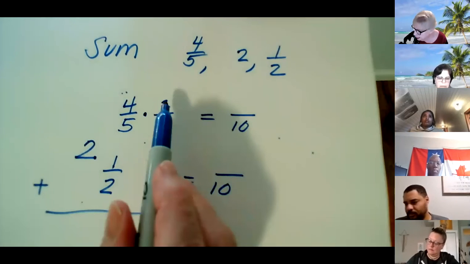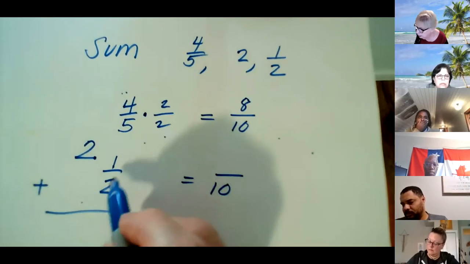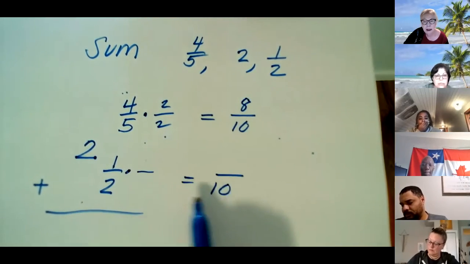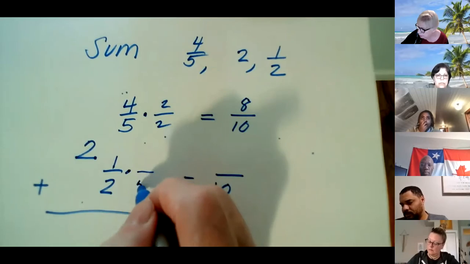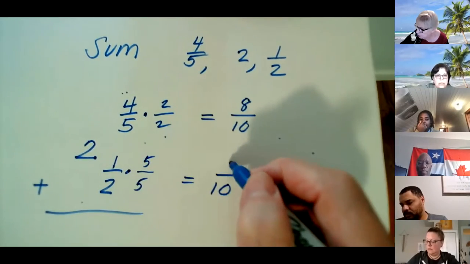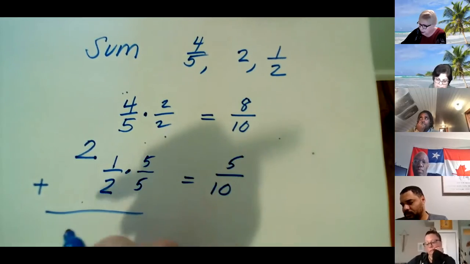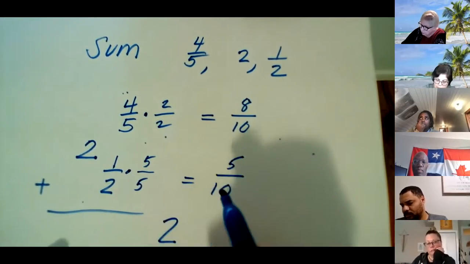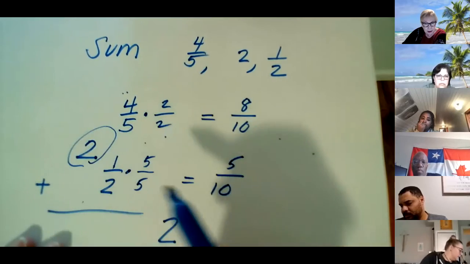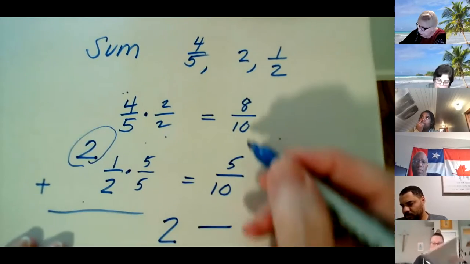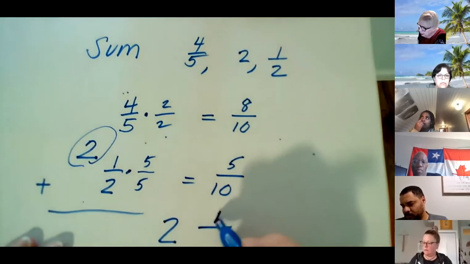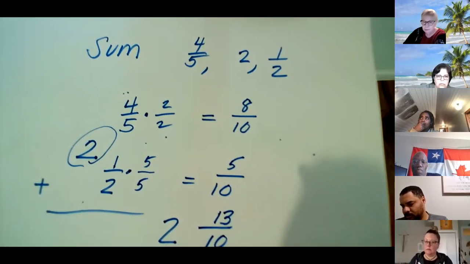4 times 2 is 8/10. 1/2, I need to multiply by 5. 1 times 5 is 5. So what happens is I end up with a 2 because I don't want to forget it. And then when I add this, 8 and 5 is 13/10.